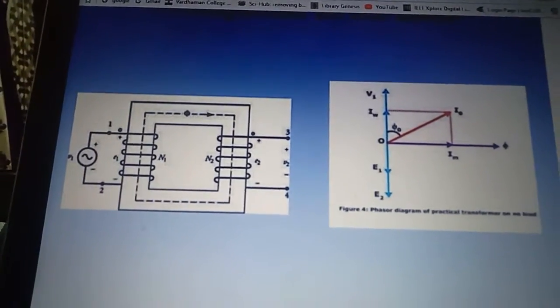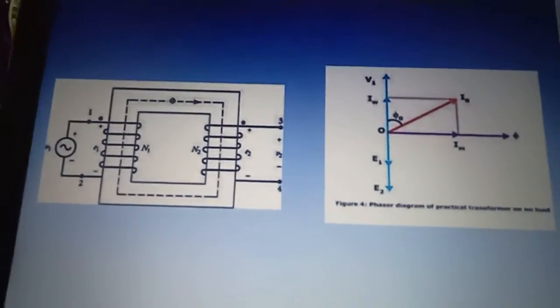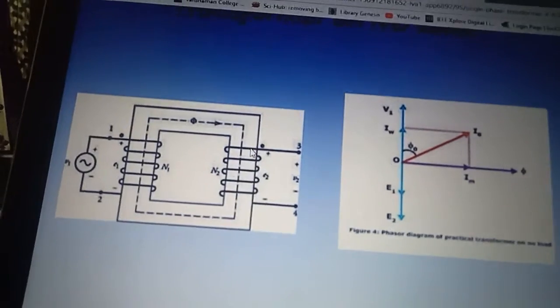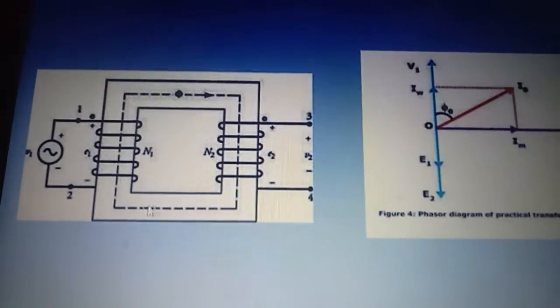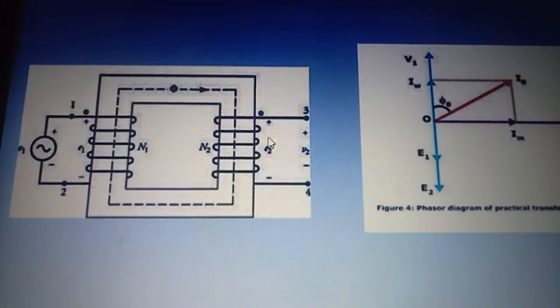Next topic, phasor diagrams of a transformer. It's a very important topic, so try to understand this topic clearly. This is a transformer on no load. What I said just now, I discussed about no load condition.